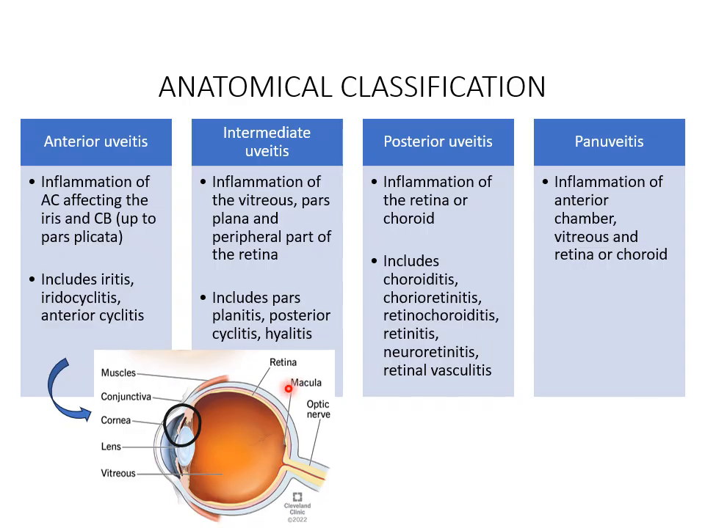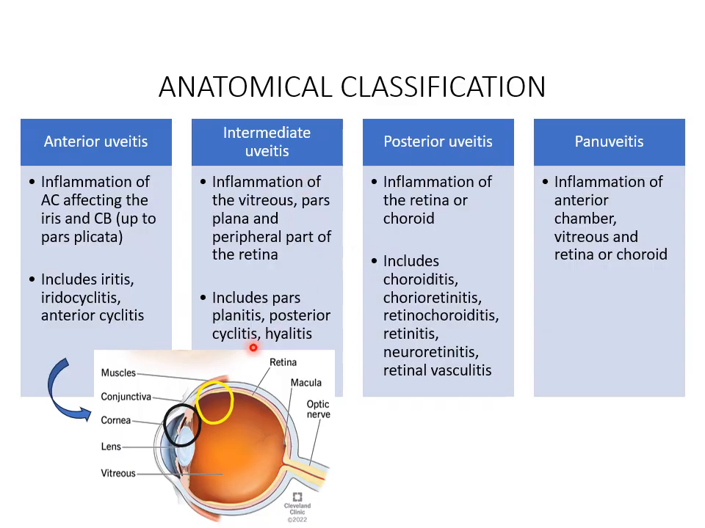Intermediate uveitis. Now, this is the part where the term intermediate uveitis is used. You see, it's the pars plana, right? So it includes pars planitis, the adjoining vitreous or vitritis, posterior cyclitis, same thing. Hyalitis is the inflammation of the neighboring vitreous. So intermediate uveitis is inflammation of the vitreous, pars plana, and the peripheral part of the retina. Retina is in close contact, right? So the peripheral part of the retina, that is somewhere near the ora, is involved in intermediate uveitis.